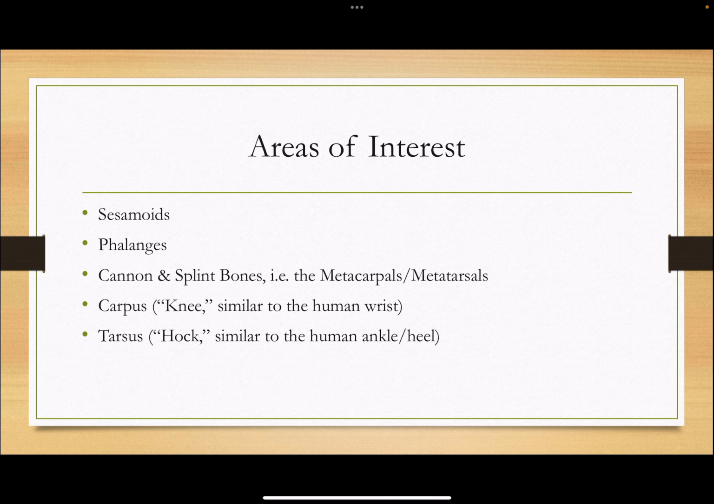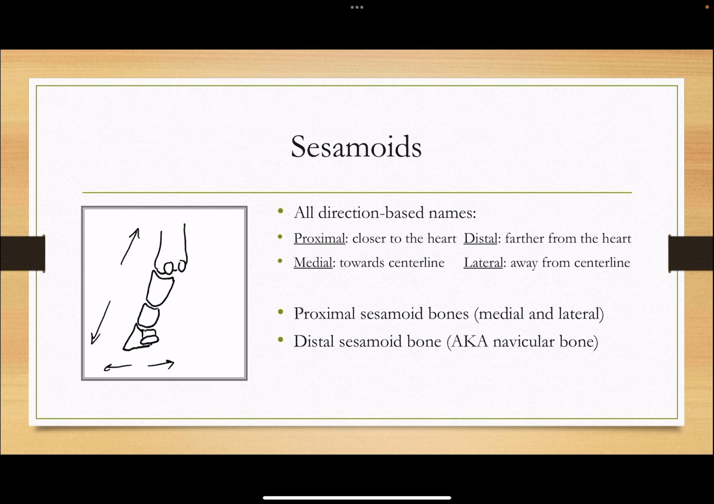For our examination of how the bones of the legs are named, we're going to be looking at a few important areas of the horse's limb. So we'll start with the easiest areas and work our way to the more complicated ones. So first the sesamoid bones, then talk about the phalanges, then the cannon bone and its friends, i.e. the metacarpals and metatarsals, then the carpus or the knee, and lastly the tarsus or the hock. So first we have the sesamoids.